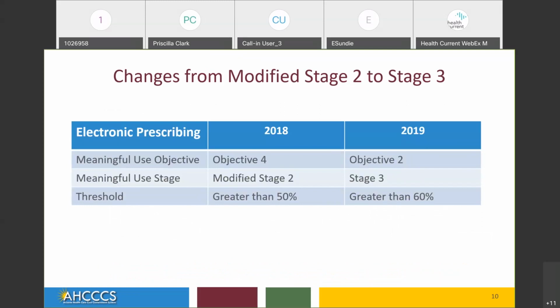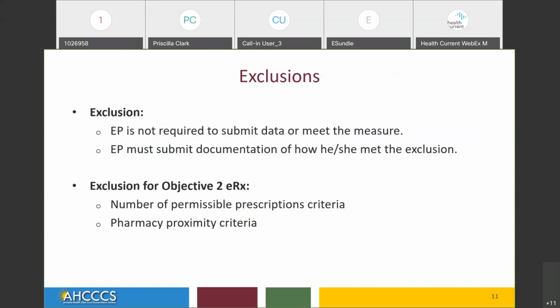The threshold in 2018 was greater than 50%. However, CMS did increase that threshold to greater than 60% in Program Year 2019. So exclusions. An EP is not required to submit data to meet the measure, and the EP must submit documentation of how he or she met the exclusion. The specific exclusions for Objective 2, electronic prescribing, are first, the number of permissible prescriptions criteria, and second, the pharmacy proximity criteria. So let's look further into what those two exclusions require.